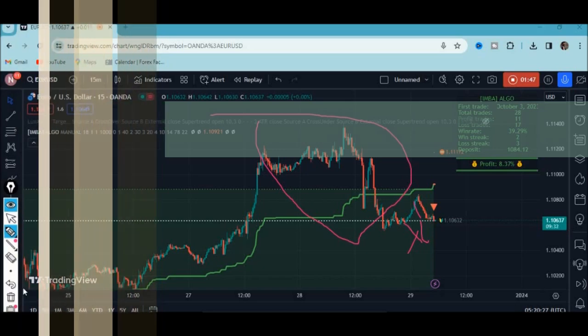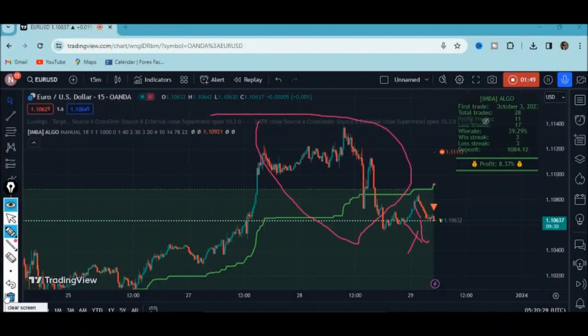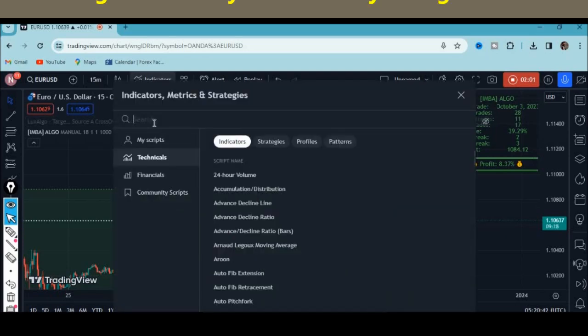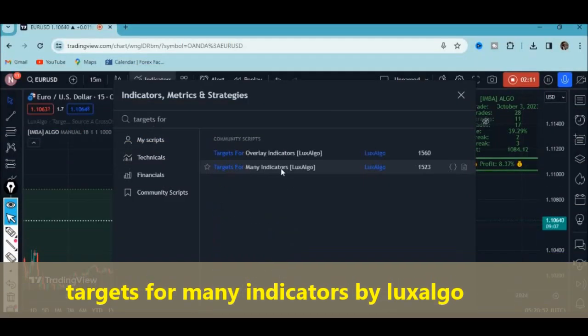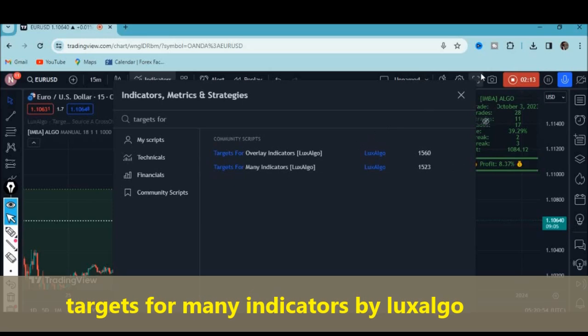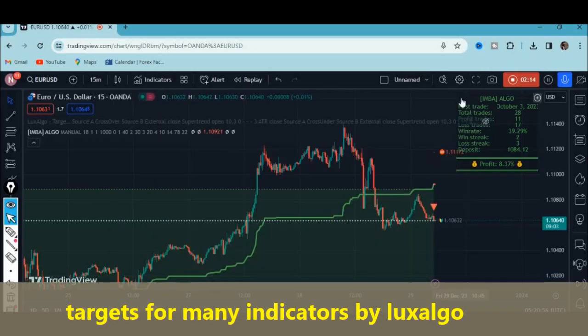Okay, and so guys, to add it, I'm just going to click on the indicators tab on tradingview.com, then type target for many indicators by LuxAlgo. You click on it. Once you click on it, it will appear like this right on your chart.